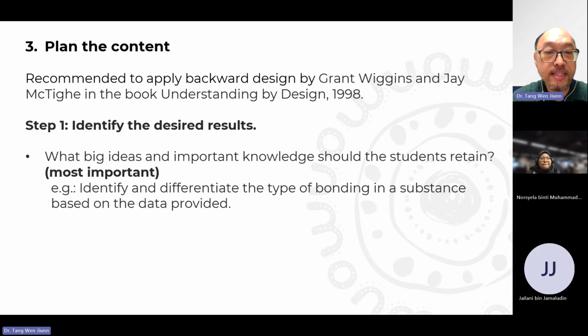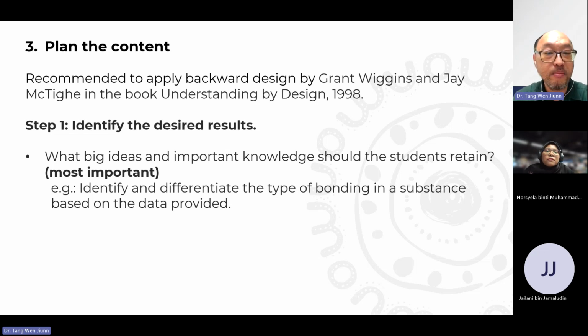According to this backward design, before you start, you have to identify the desired result, in other words, the LO. We have CLO, course learning outcome, and LLO, lesson learning outcome. So it's exactly as mentioned here. You ask yourself these questions: what are the big ideas and important knowledge the students should retain? That is the lesson learning outcome. By the end of this lesson, what should the students be able to do?